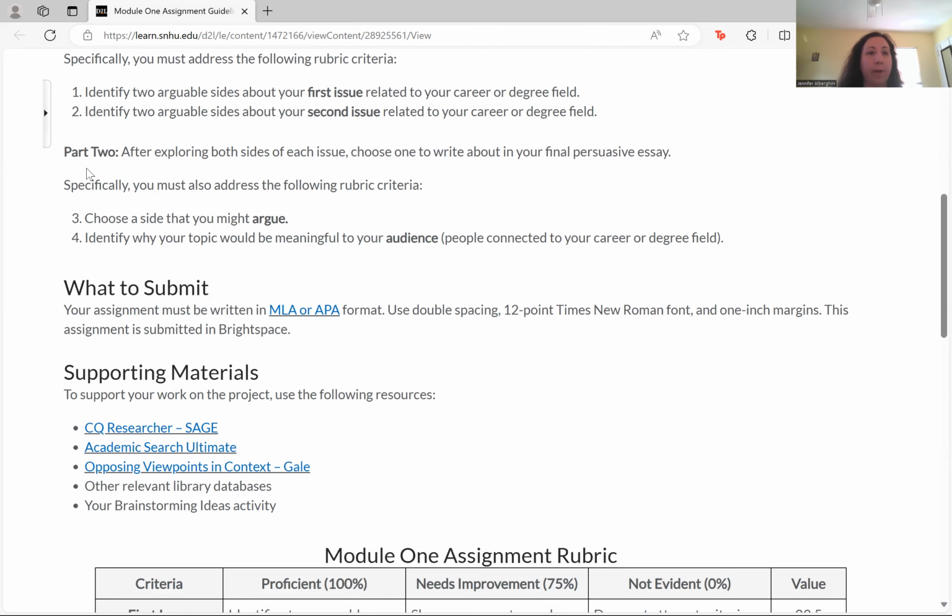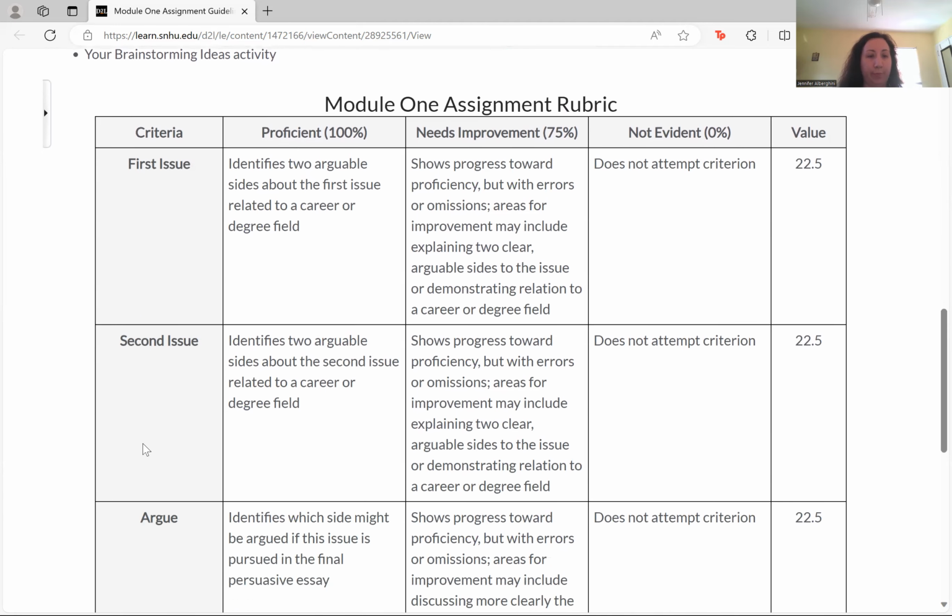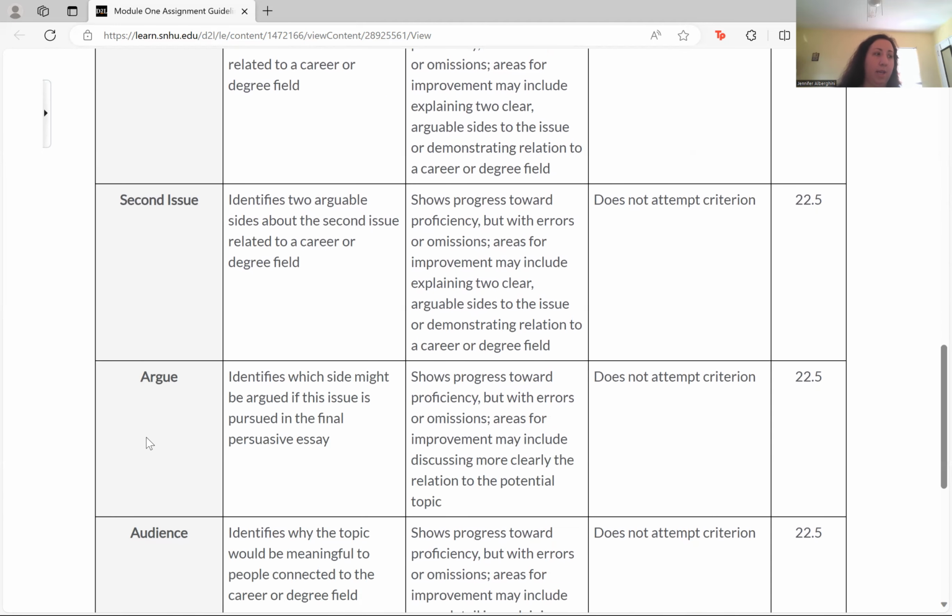Then notice how we have part 2 to this prompt. This is where narrowing down begins. The first question of that section, question 3, corresponds to the third criterion on the rubric, argue. It is asking you to choose a side that would be argued for just one of the issues, though you still might change your mind if you find out that this doesn't work.